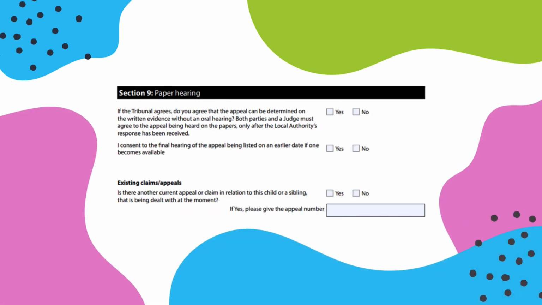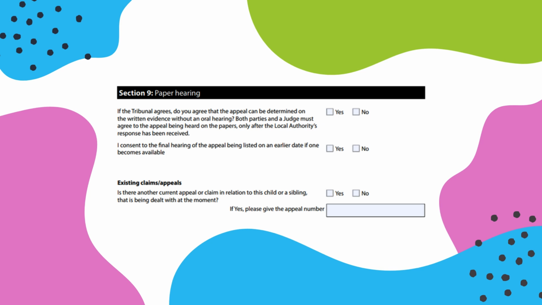Next is Section 9. In this section, the parent, carer, or young person is asked 3 questions. The first question is to confirm if the parent, carer, or young person would agree to the appeal being heard on the written evidence provided, without an oral hearing. For this to happen, it has to be agreed by both parties and a judge. If this was agreed, it would mean that there would be no hearing and the decision would be made based on the evidence submitted. If the parent, carer, or young person feels their evidence is strong and would like a paper hearing, they need to tick the yes box.